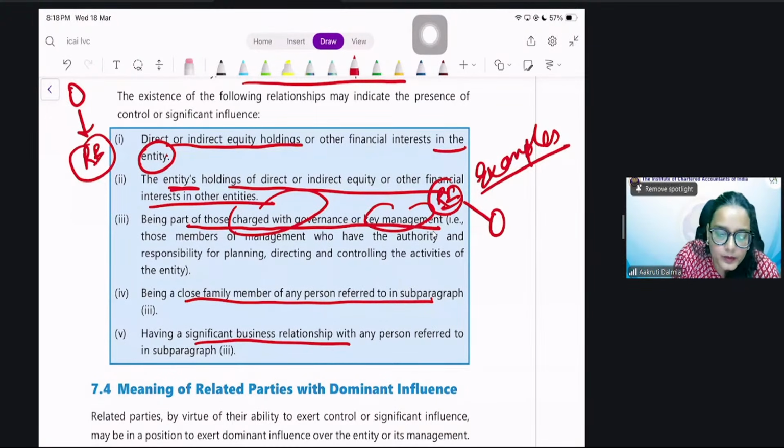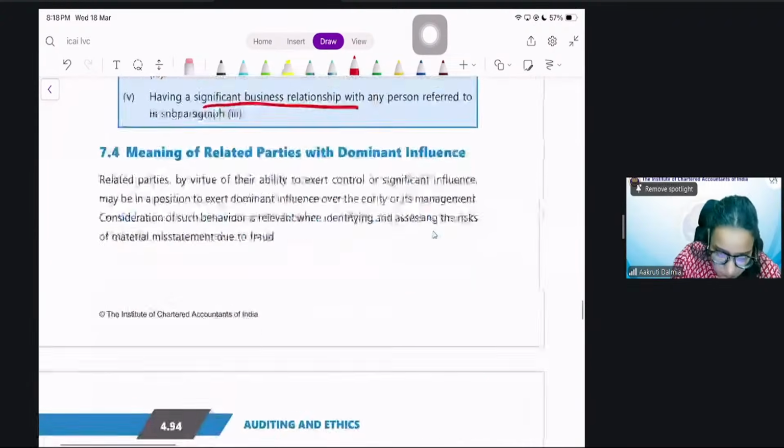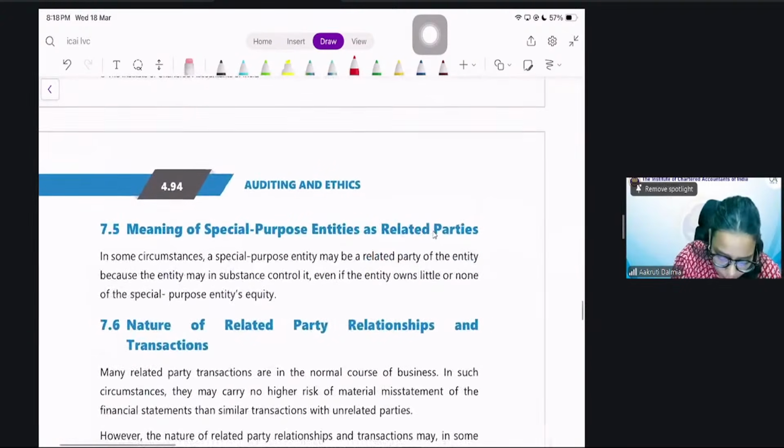Pending or done? Quickly tell me. Pending. Okay. So once you do it, you will be much more comfortable.